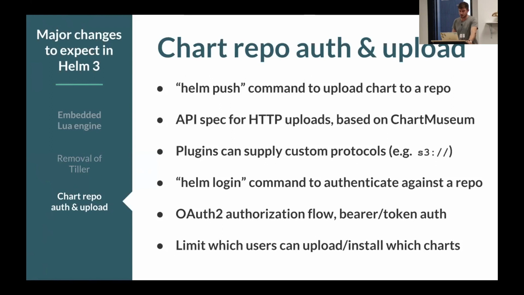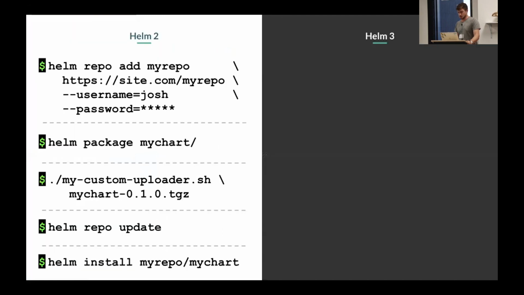And then lastly, there will probably be a helm login command that allows you to authenticate against a repository, and an entire OAuth 2 flow that basically takes that token and determines whether or not your user is allowed to push this specific chart or download this specific chart, things like that. So here's what a basic flow looks like today.